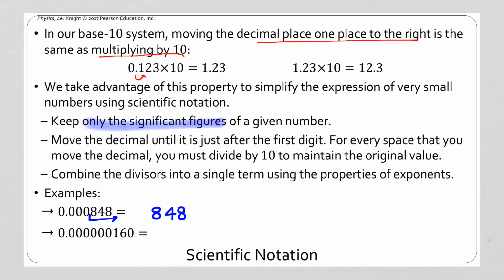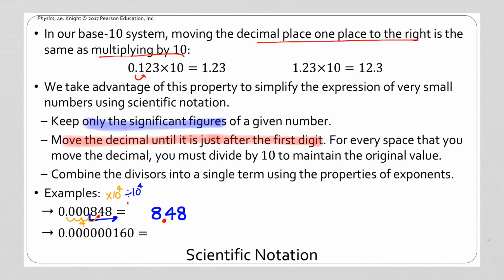Then we want the decimal point to be just after the first digit so that we're focusing on the most important quantity, the largest quantity. So we want the decimal point to be between the 8 and the 4. But to get it there, we have to move 4 places to the right. And we just said that moving 4 places to the right is the same as multiplying by 10 4 times. So if this motion here is the equivalent of multiplying by 10 to the 4, what we need to counteract that is to then divide by 10 to the 4 to cancel it out.